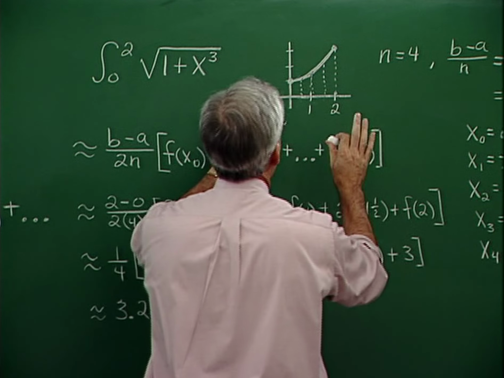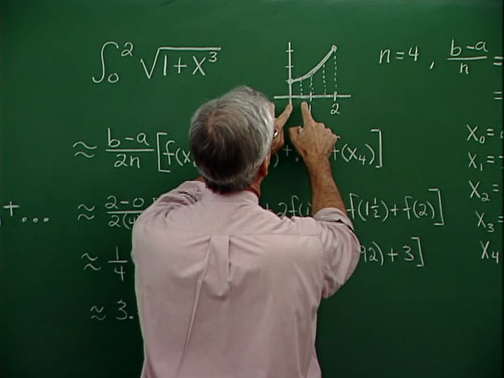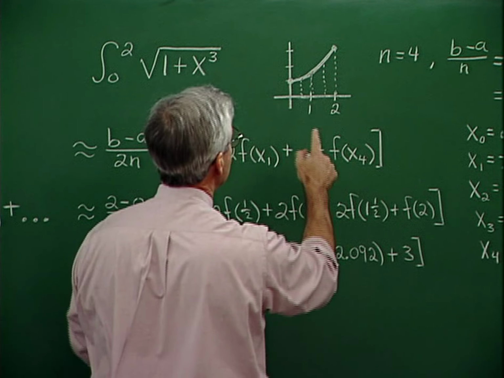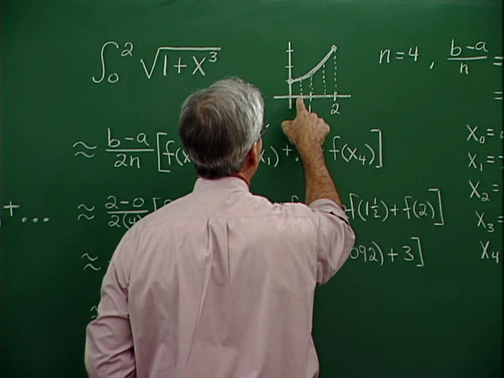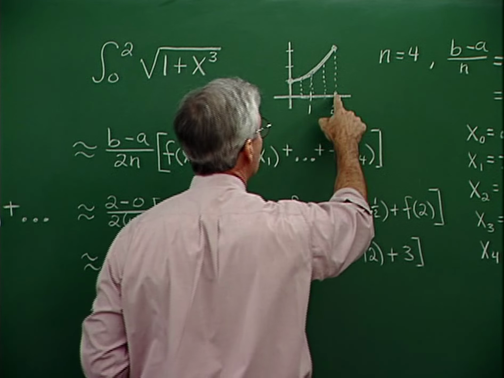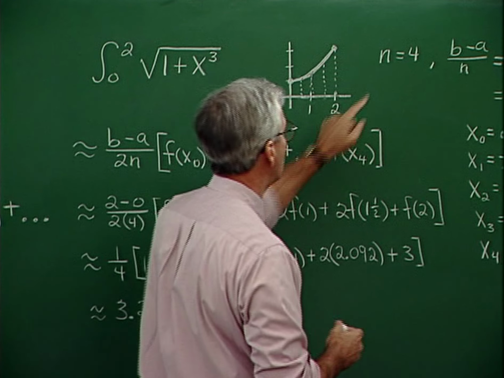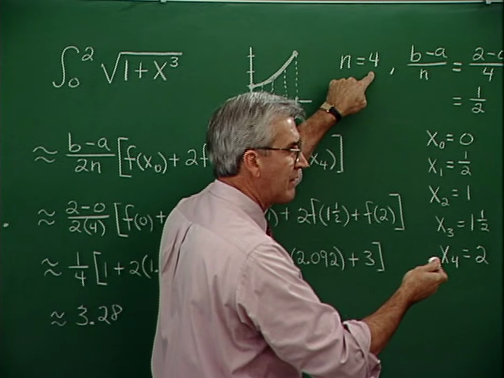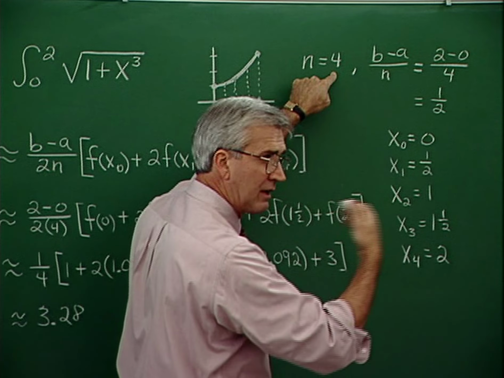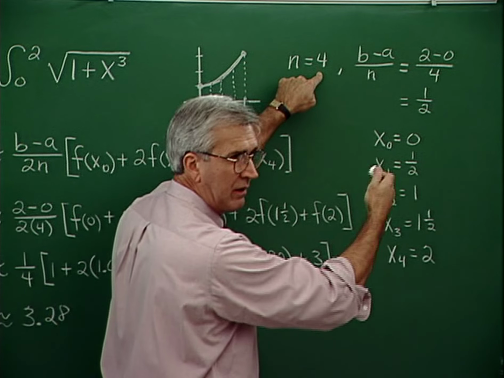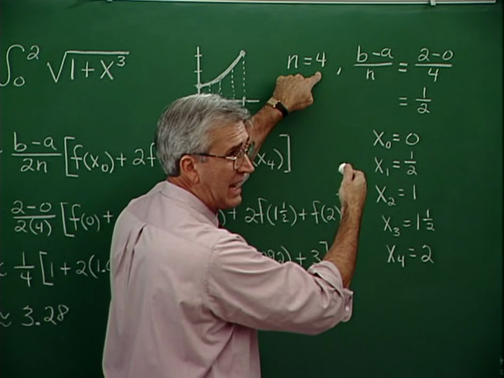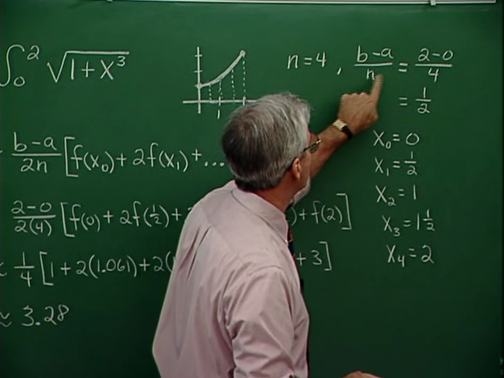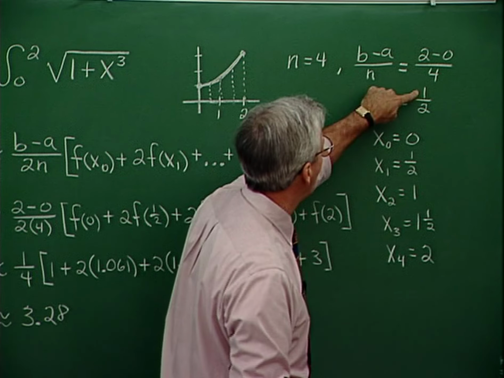Okay, algebraically, now we can easily see the value of x sub 1, x sub 2, and so on by looking at a graph like this. We're dividing 1 in half, and that's a half, and that's 1, and that's 1 1/2, and that's 2. Now algebraically, we could make the calculation like this. If n is 4, then the height of each of those trapezoids is b minus a over n. So it's 2 minus 0 over 4, or 1/2.